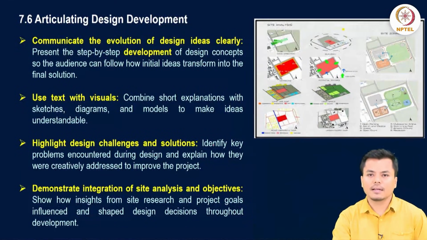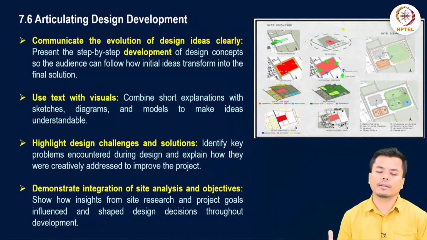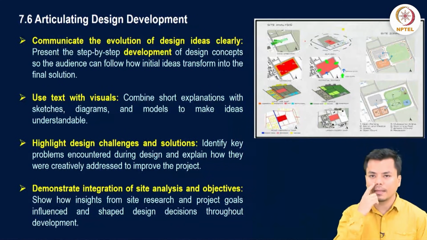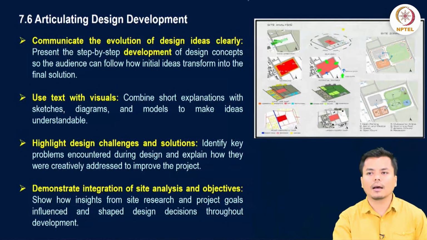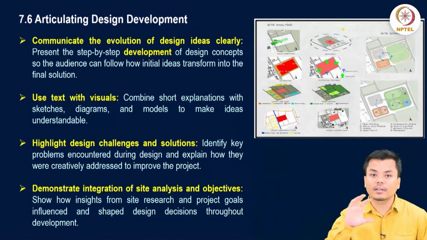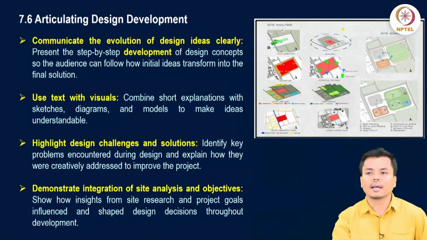Then next is to articulate the design development. This is the process that has been adopted to get the final output in your design. You will show that in stage-wise images. As shown in this particular image, you will get an idea of how to articulate the design development. Use text with visuals. Whatever images you have, try to give a description to those images so that it is very clear what you want to portray through the image.